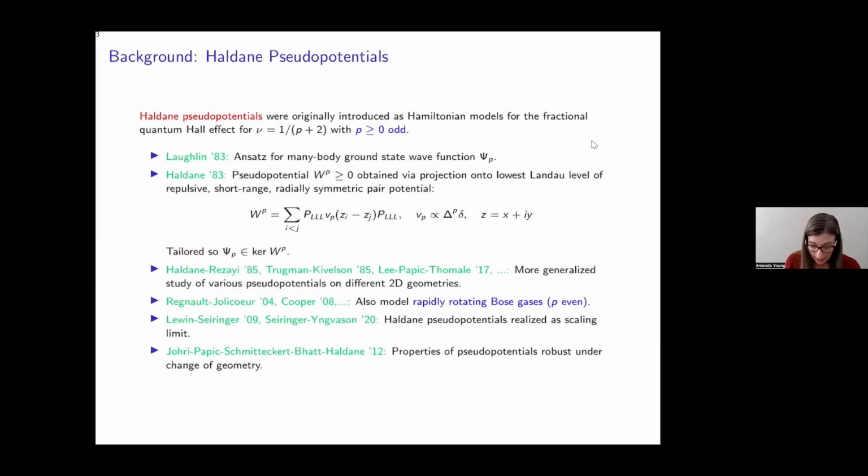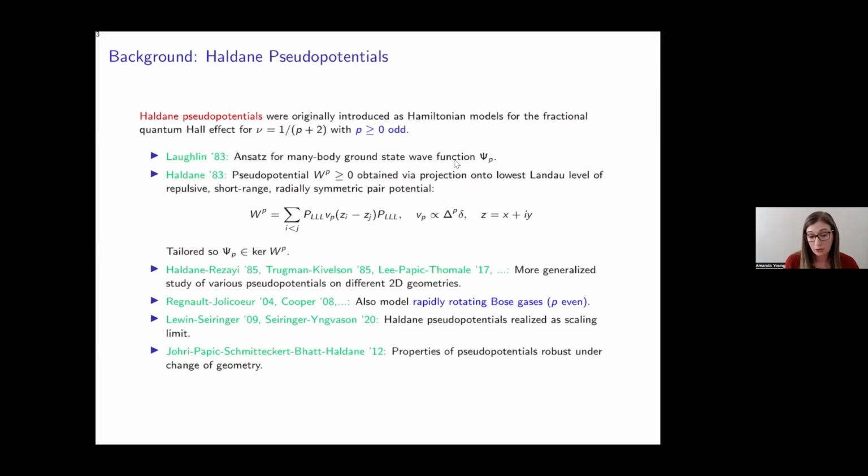Now, it was also realized later that for p even, the Haldane pseudopotentials were also of interest. In particular, they could be used to model rapidly rotating Bose gases. I bring up this point because even though we're going to be talking about the p=1 model today, which corresponds to the 1/3 filling, the spectral gap result, in particular the bulk gap result, can also be proved for the p=0 model and for a truncated version of the p=0 model. In fact, the bulk gap for the p=0 model was our first result, and then we went back to the p=1 model.